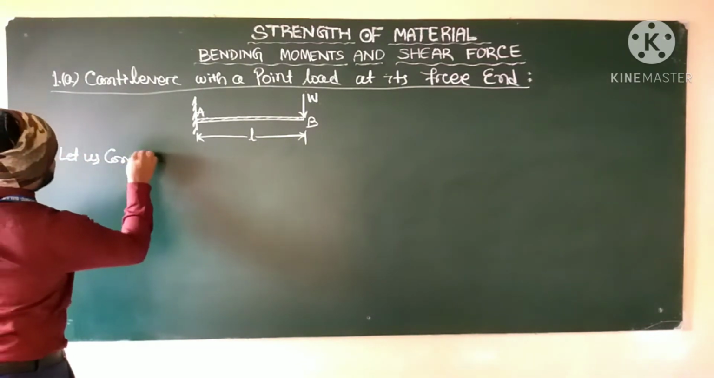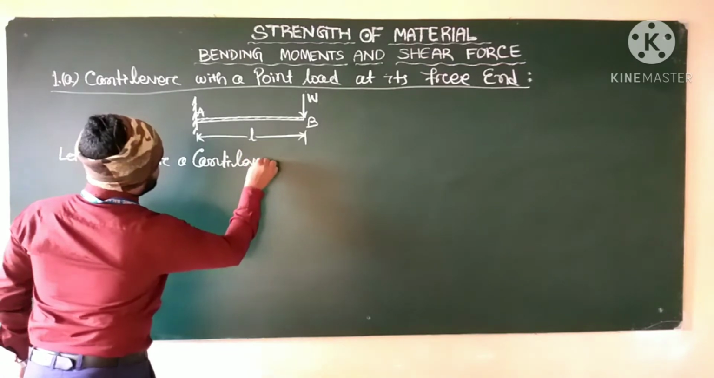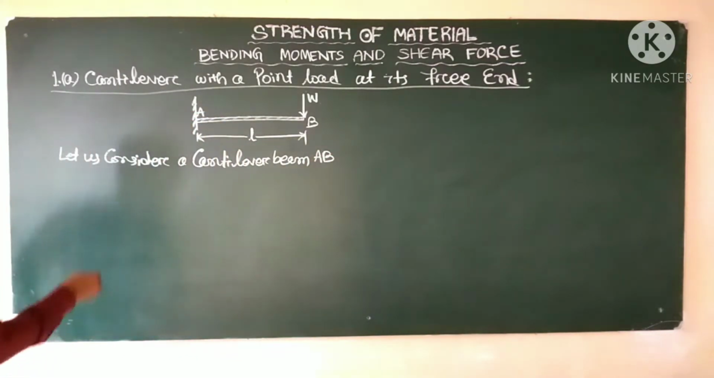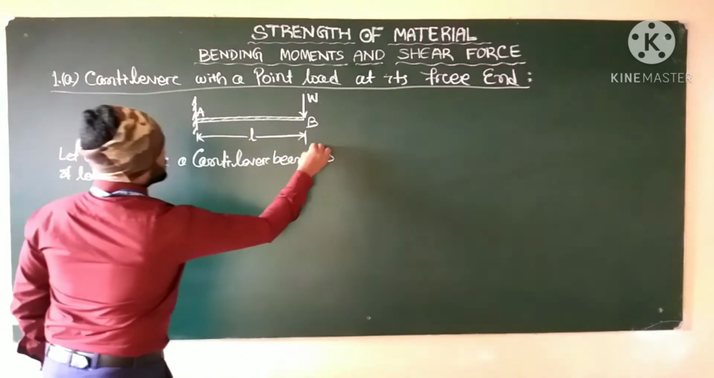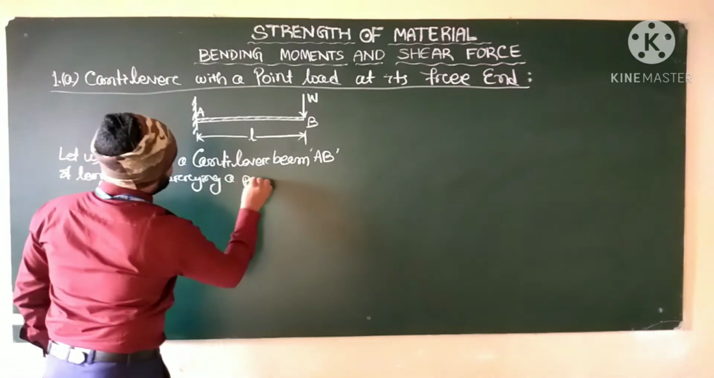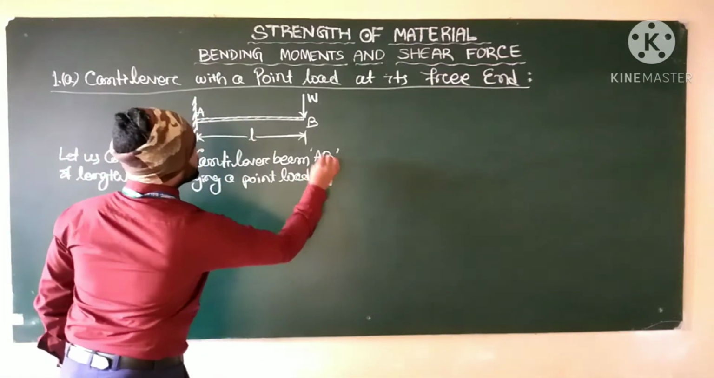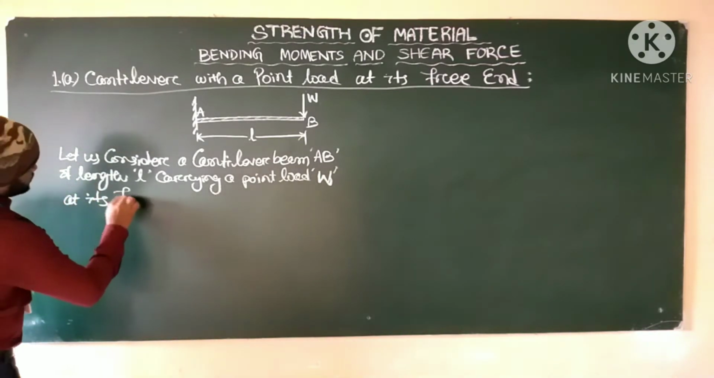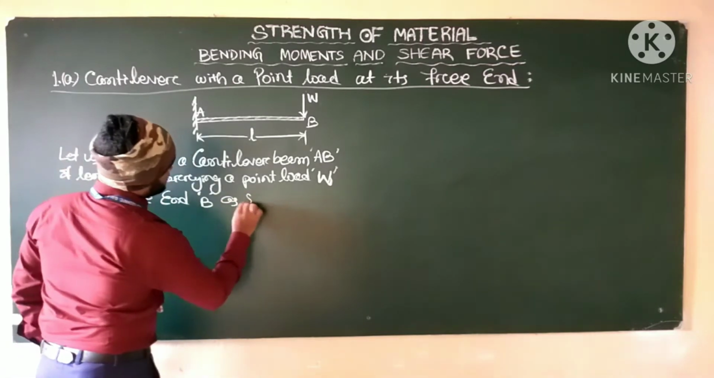Let us consider a cantilever beam AB of length small l, carrying a point load that is W, at its free end B, as shown in figure.